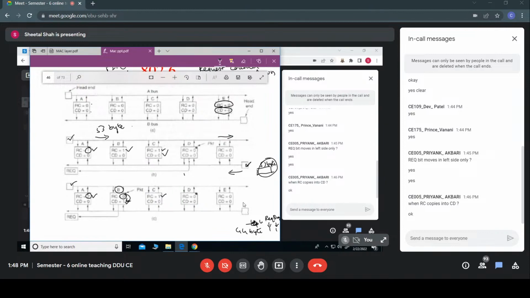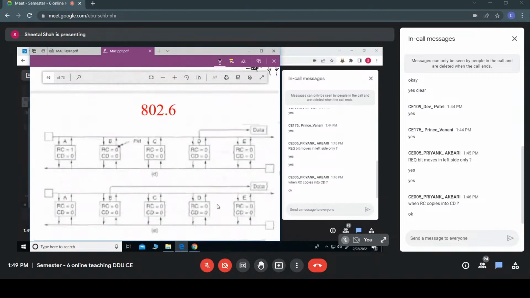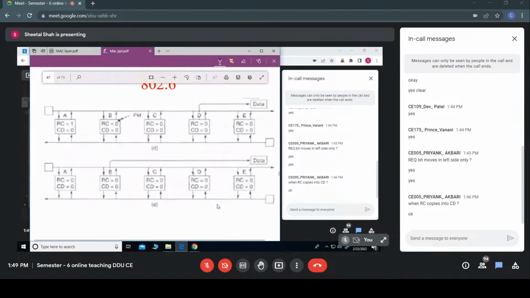When it reaches D, since it is 0, 0, that means no one has requested. So it will put its data into the payload field of that frame cell, and the busy bit of the frame cell moving in the other direction will be set to 1. When the busy bit is set to 1, the request counter would be decremented.